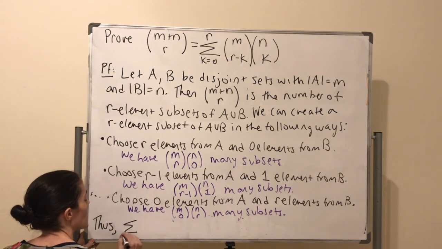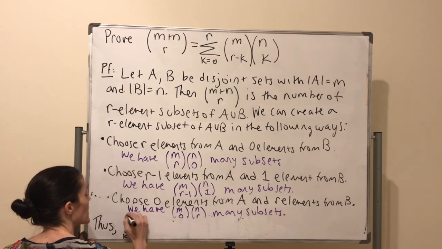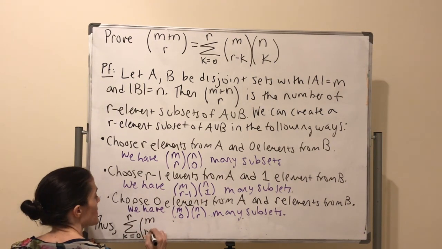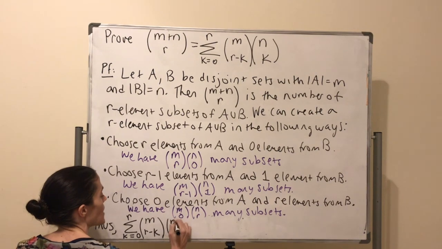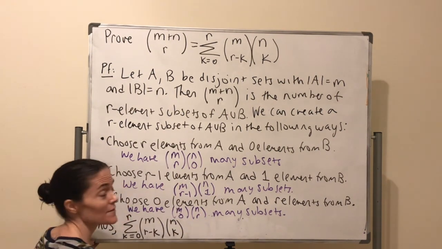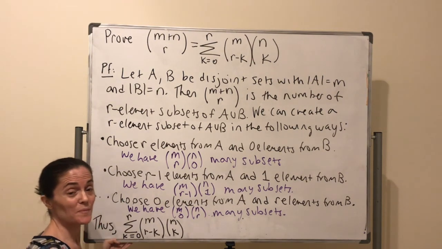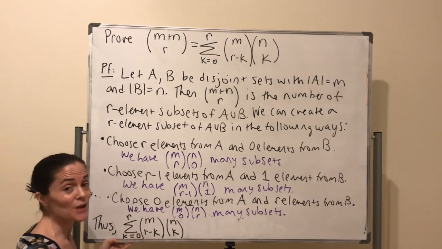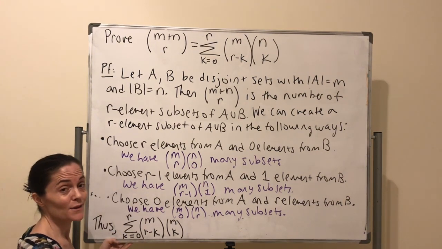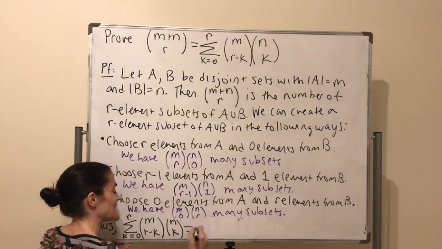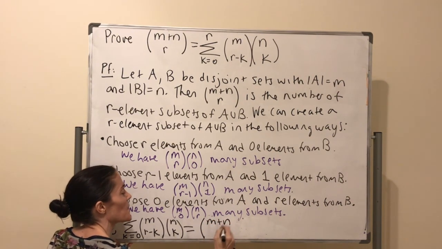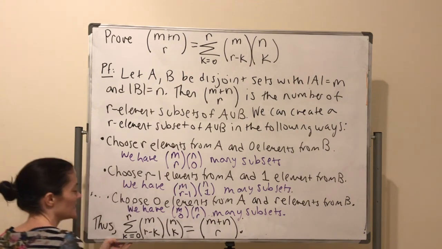Thus, I will just make my final conclusion here. We have the sum of M choose R minus K times N choose K, which adds up all of this by the addition rule. This would be the total number of R element subsets of A union B, and this will equal the right-hand side. This is what we have proved.